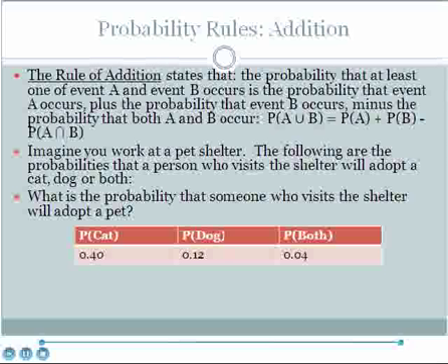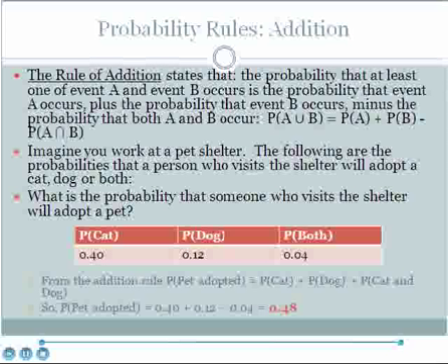From the addition rule, the probability that a pet is adopted is equal to the probability of a cat being adopted, plus the probability of a dog being adopted, minus the probability that a cat and a dog are adopted. So the probability that a pet is adopted is equal to 0.4 plus 0.12 minus 0.04, which is equal to 0.48.